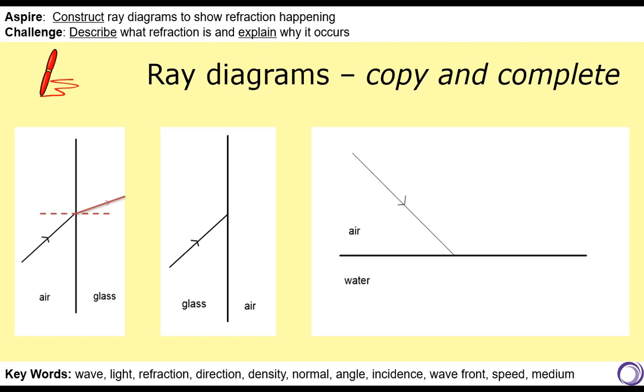Let's look at the second diagram. So again, our normal is perpendicular to the boundary between the glass and the air. Now this time the light is traveling from the glass, which is more dense, into the air, which is less dense. So it's going to speed up slightly as it leaves the glass, which means it will turn away from the normal. And then in the third diagram, we've got the light traveling from the air into water. So which one's more dense? Well, the water is more dense. Let's add our normal line there.